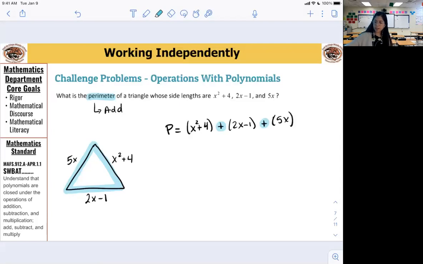All right, 10, 9, 8, 7, 6, 5, 4, 3, 2, and 1. Okay, so I'm seeing two different responses. Some people are giving me a trinomial as the answer, and some people are giving me a binomial as the answer. So the answer should be a trinomial. Look carefully. What are my like terms?